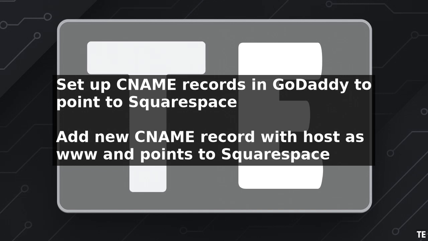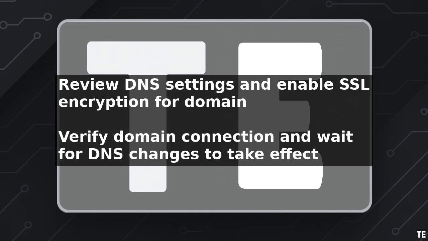After setting up the CNAME records, navigate back to Squarespace and click on Enable SSL. This will enable SSL encryption for your domain and ensure that your website is secure. Finally, review your DNS settings to ensure that everything is set up correctly.